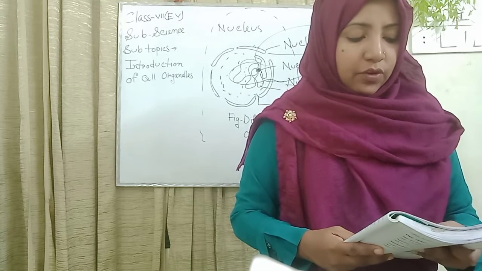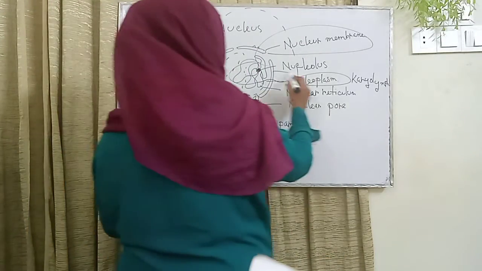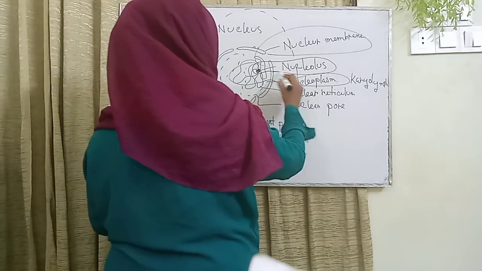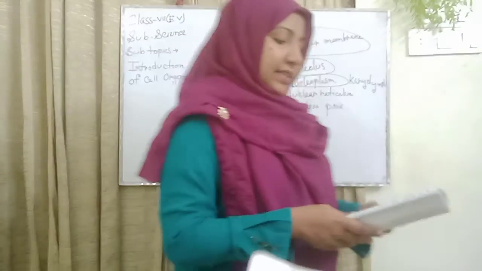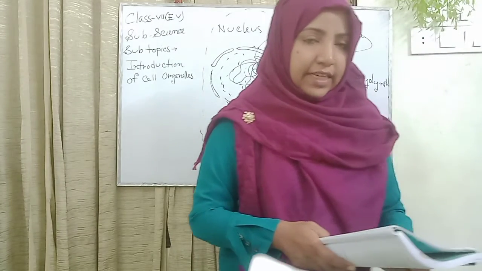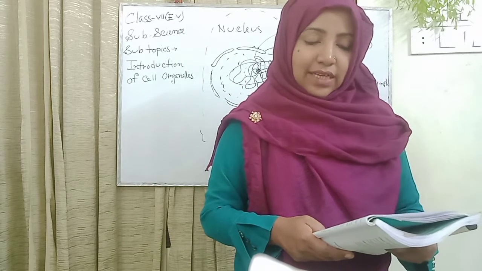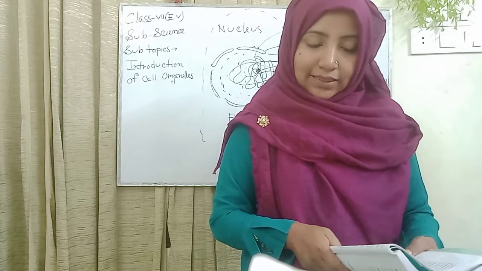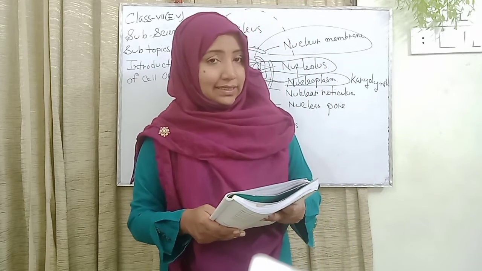Then the nucleolus. What is the nucleolus? Where is it? Basically this structure is the nucleolus. Inside the nucleus there is a small, round, bright and comparatively dense structure known as the nucleolus. Normally, one nucleolus is present in a nucleus.